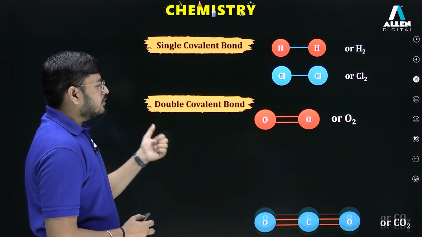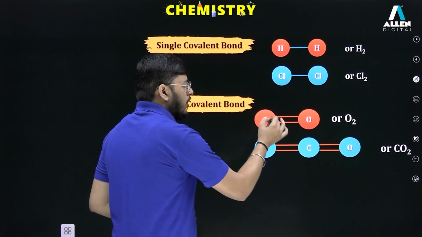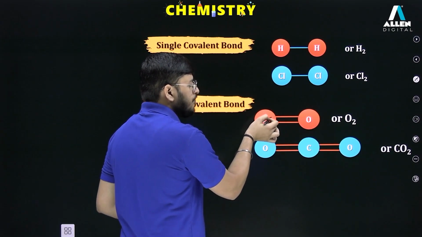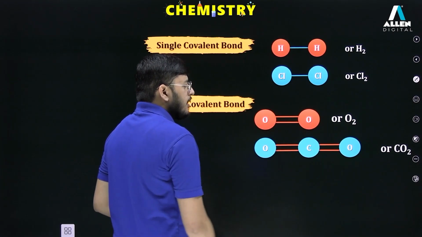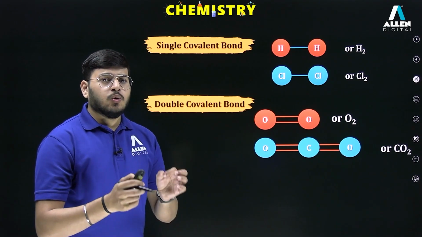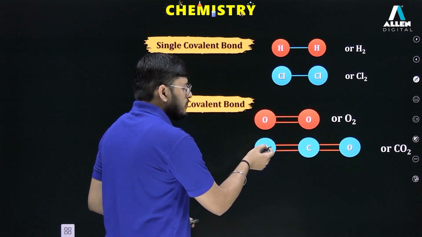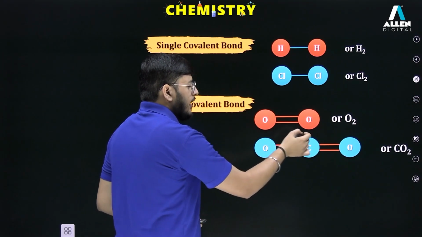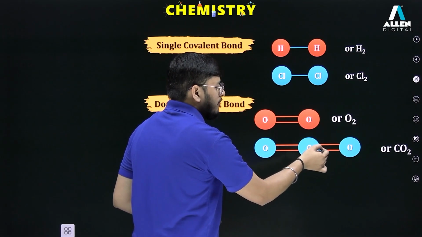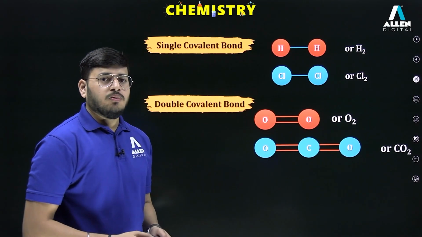Okay, we have the double covalent bond also, in which a pair of electrons, because 2 electrons are being shared by this atom, 2 electrons are being shared by this atom, so forming the O2 molecule. Okay, in case of CO2, it is sharing, students, one pair. It is sharing one pair with this oxygen, and carbon is also sharing one pair of electrons with this oxygen, and forming the CO2 molecule.